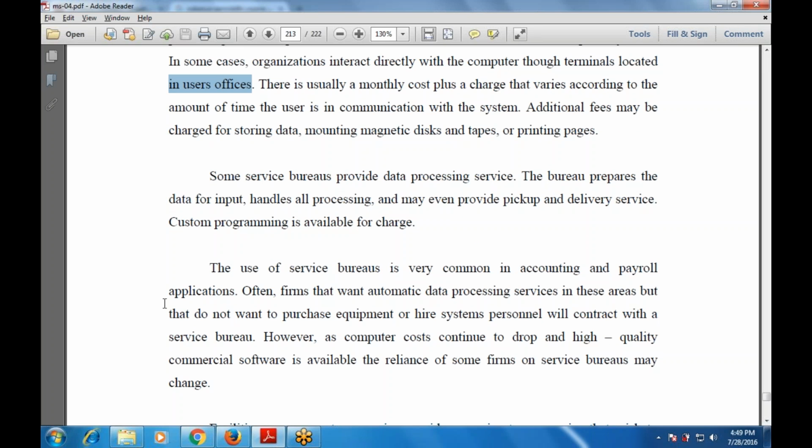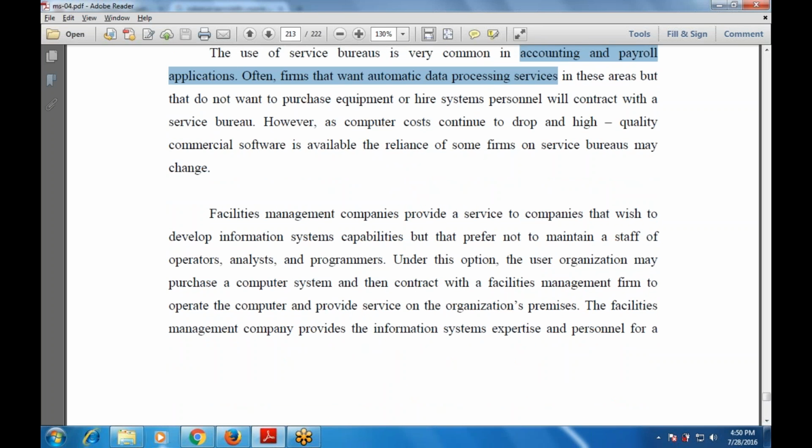Custom programming is also available for a charge. The usage of service bureaus is very common in accounting and payroll applications. When we talk about payroll, that means a salary package or salary software. Firms use data processing services in these areas, but do not want to purchase equipment or hire a system.